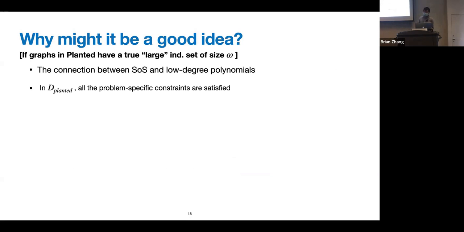Then why might this be a good idea? There are a lot of connections between sum of squares and low degree polynomials. But something we want to observe is that in the planted distribution, all the problem-specific constraints are satisfied because X is truly an independent set.